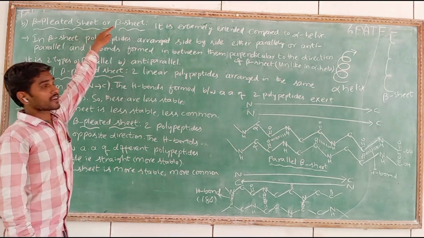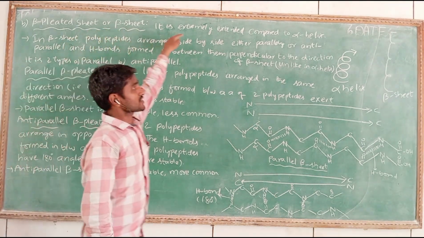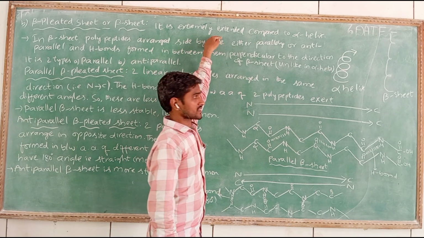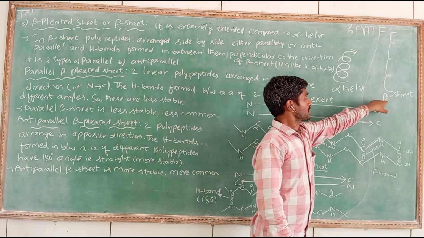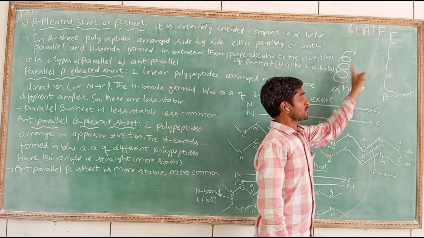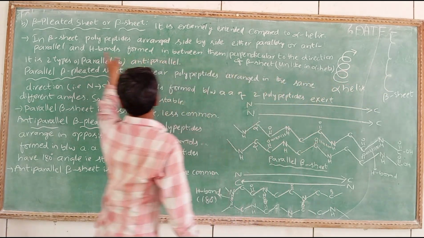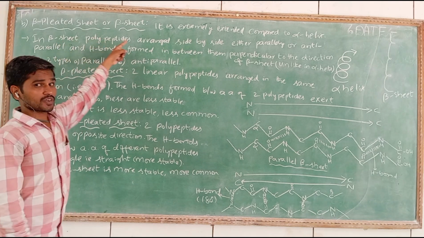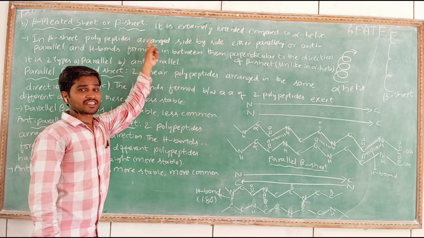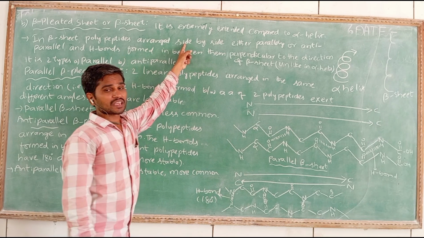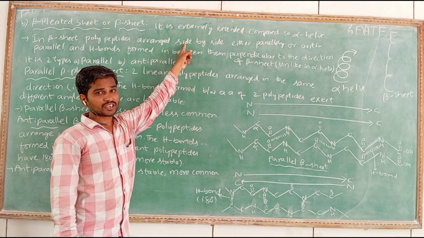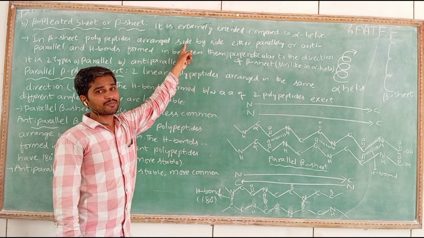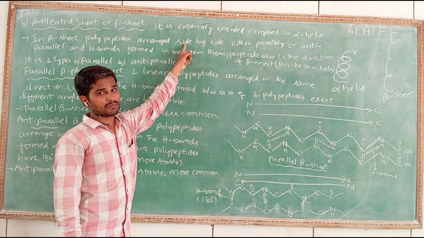Beta pleated sheet, or beta sheet. It is extremely extended compared to the alpha helix, as can be observed from the diagram. This is the alpha helix, and this is the beta sheet. In a beta sheet, polypeptides are arranged side by side, either parallel or anti-parallel. If they are arranged parallel, they form a parallel beta pleated sheet. If they are arranged anti-parallel, they form an anti-parallel beta sheet.